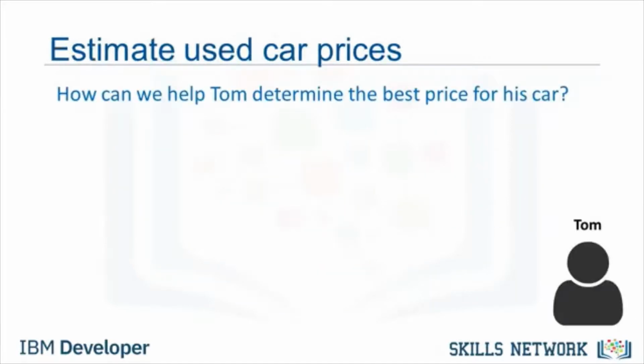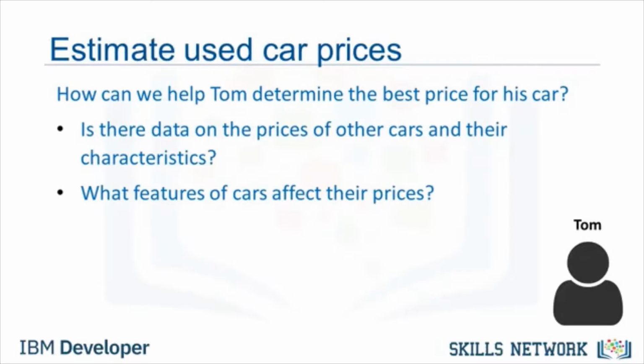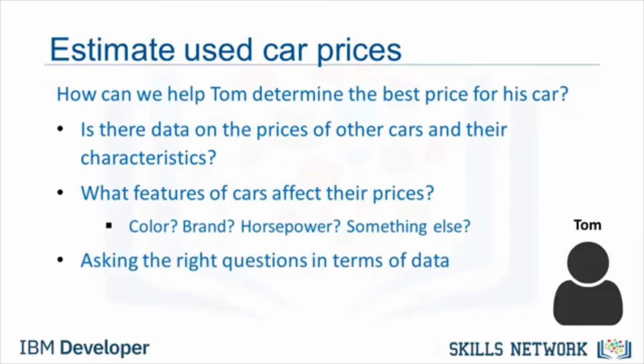How can we help Tom determine the best price for his car? Let's think like data scientists and clearly define some of his problems. For example, is there data on the prices of other cars and their characteristics? What features of cars affect their prices? Color? Brand? Does horsepower also affect the selling price, or perhaps something else? As a data analyst or data scientist, these are some of the questions we can start thinking about.